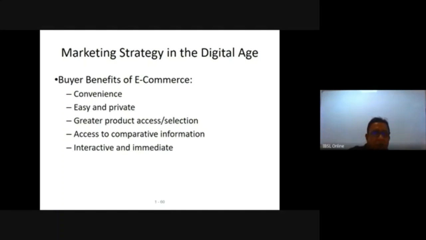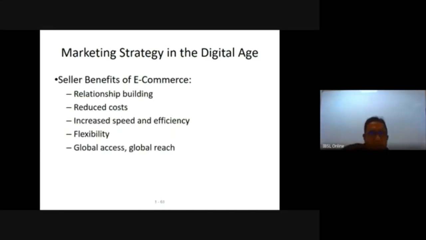The benefits to the buyers through e-commerce are that buyers will have a convenient way to buy, easy and private, greater product access and selection, access to comparative information, interactive and immediate. So as a buyer, when you buy a product on the internet or e-commerce, these are the benefits that you have. For the seller: relationship building, reduced cost, increased speed and efficiency, flexibility, global access, global reach. So not only can a local person sell their products locally, but also overseas through e-commerce, and you can increase relationships because you have the data and data analysis, you can assess information. So a lot of benefits are there.